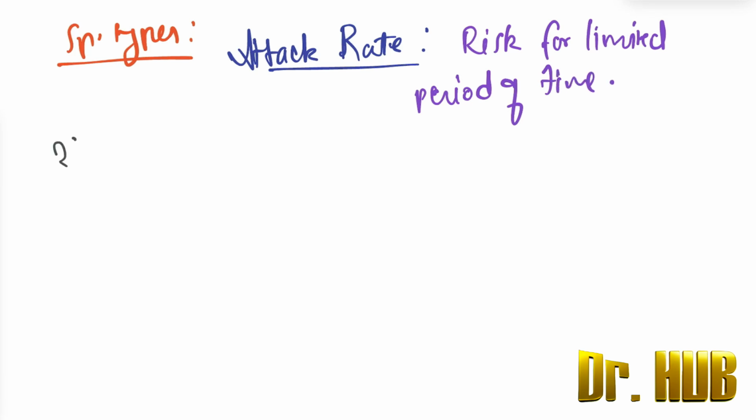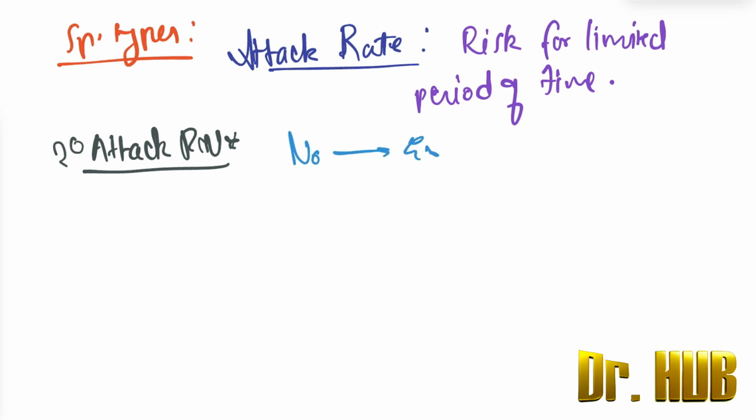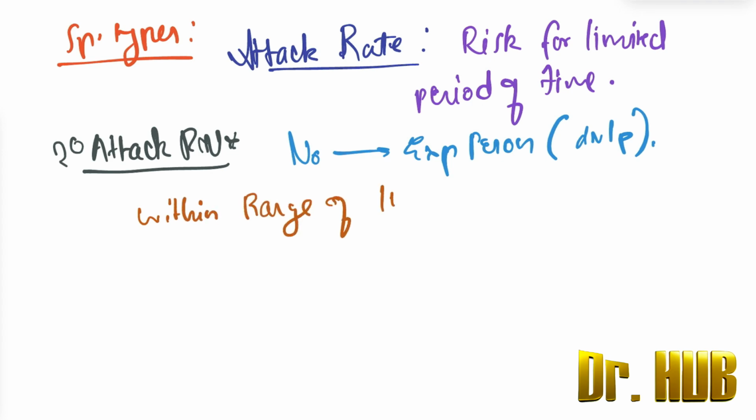Next we move on to the secondary attack rate. In the secondary attack rate, it is the number of exposed persons who develop the disease within the range of the incubation period, following exposure to the primary cases.